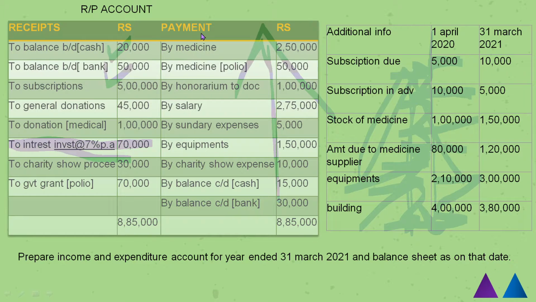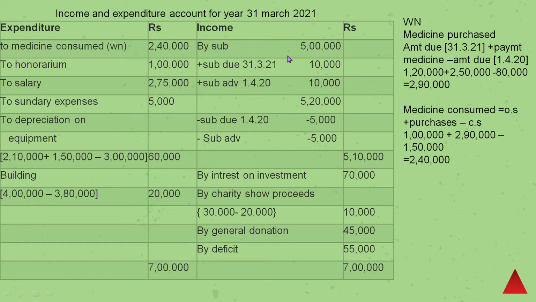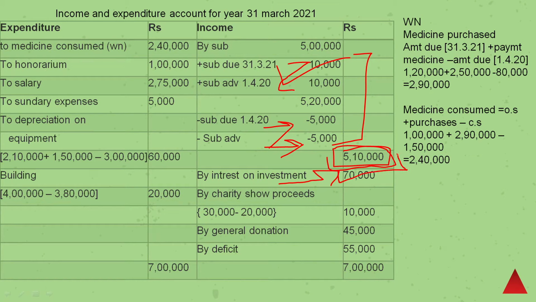Now see, what is the income and expenditure account? We add all the income and all the expenses. First, let us see subscriptions and all the adjustments made with subscription. By solving subscription questions, I hope you know what the adjustments are: subscription due, subscription in advance. They've adjusted all of it, and finally they've got 5 lakh 10,000. Interest on investment is given, they've received 70,000, and general donation is given. Now see, charity show proceeds. How are the charity show proceeds?